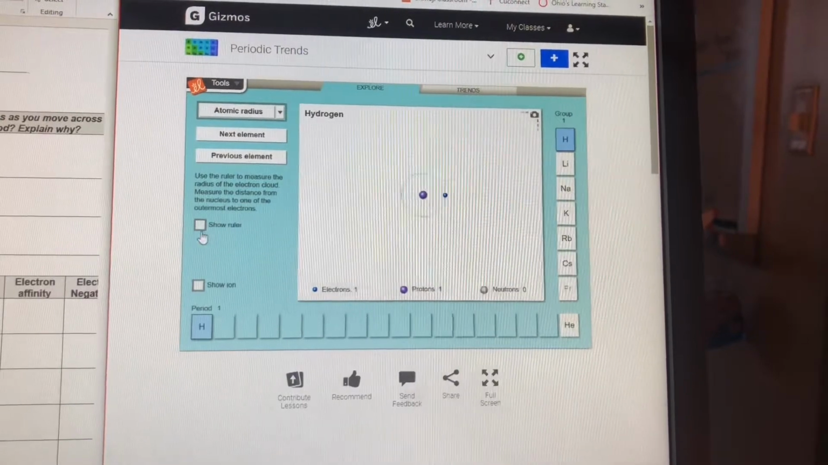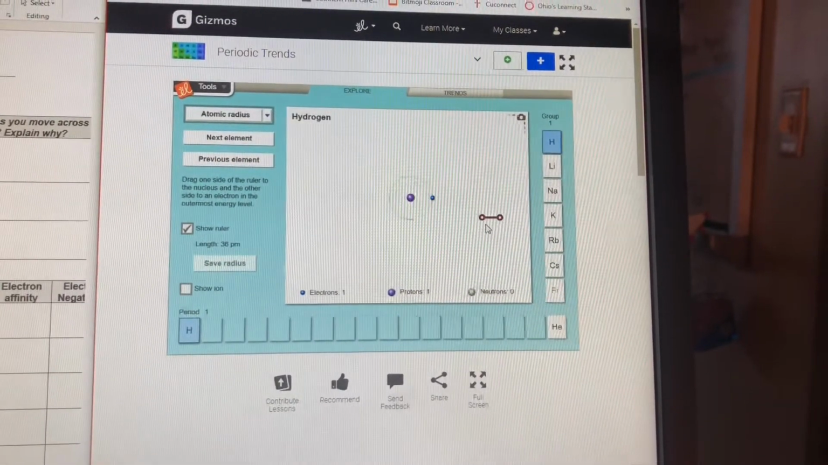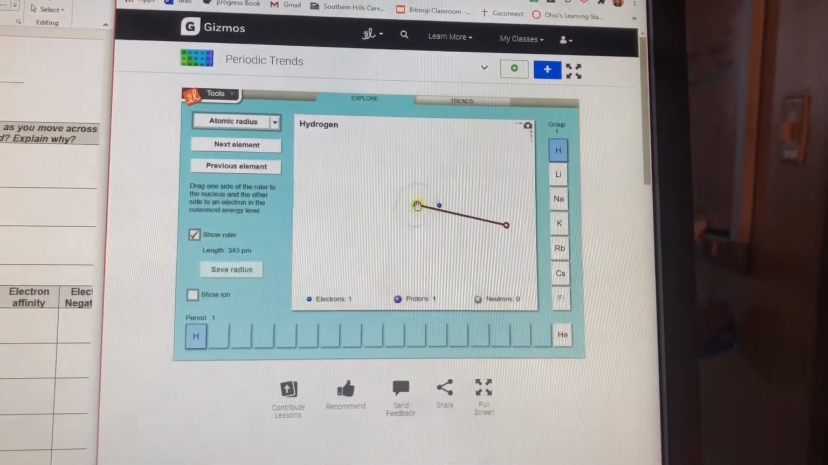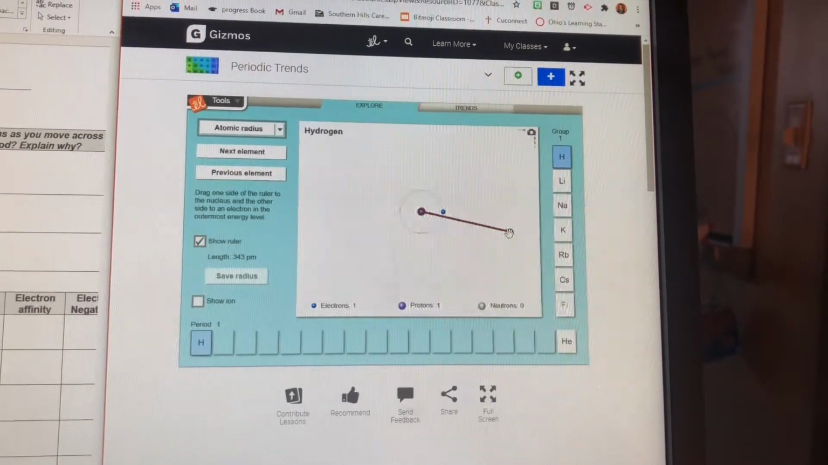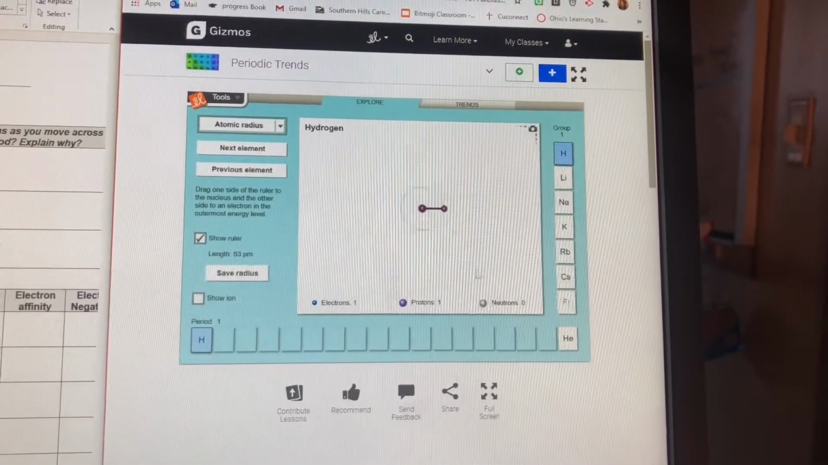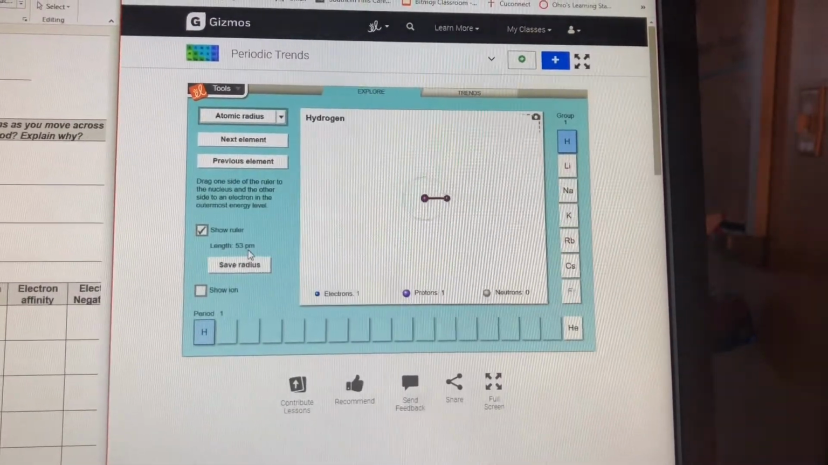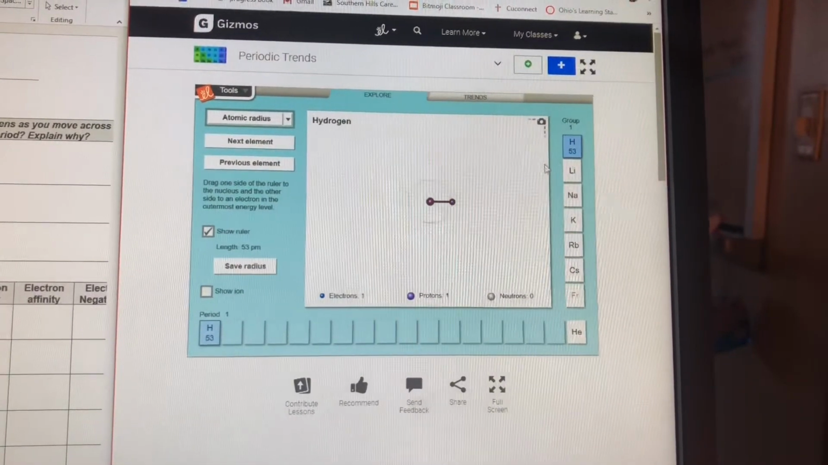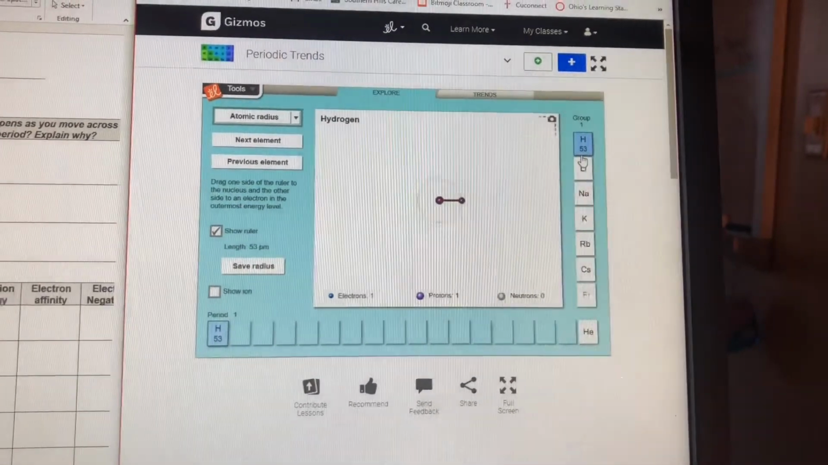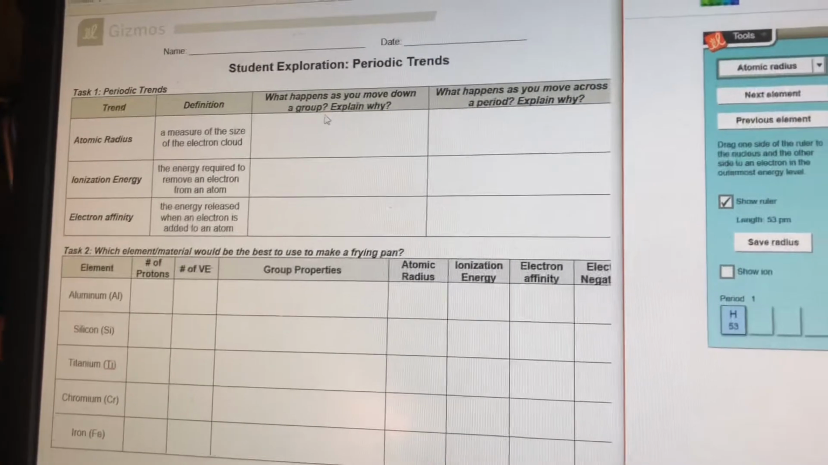Okay, so we're gonna start with hydrogen. I'm gonna click show my ruler so that I can measure. Put one end on my nucleus and one end on my outside electron. And it tells me that my atomic radius is 53 picometers. I'm gonna click save. When I click save, it stays on the hydrogen. That way I don't have to remember it. So our question's asking us, what happens as we move down the group? So we're gonna go down.